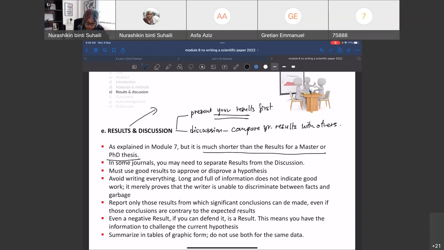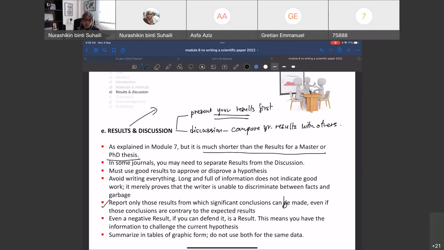Report only those results from which significant conclusions can be made. What is meant by this statement is that sometimes when you do work in the lab, there are so many results, but you have to skim your results. You have to evaluate which one is actually the most significant, the one that is meaningful. So this is what is meant by this statement.